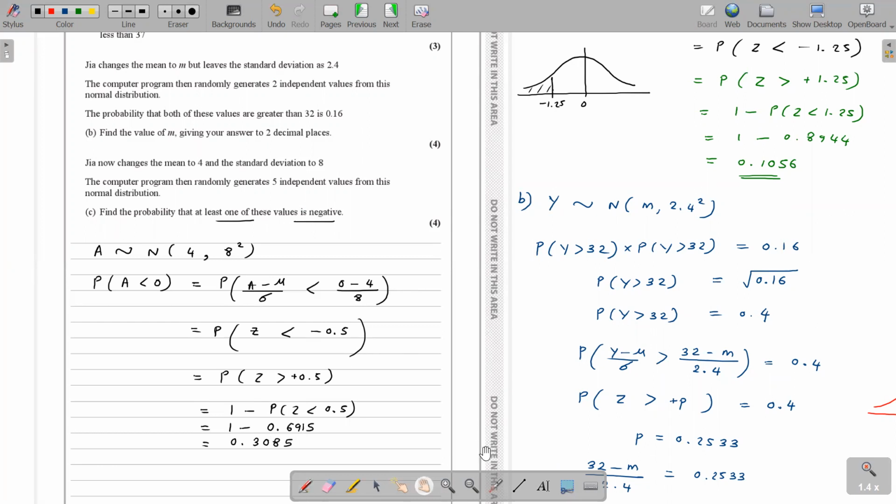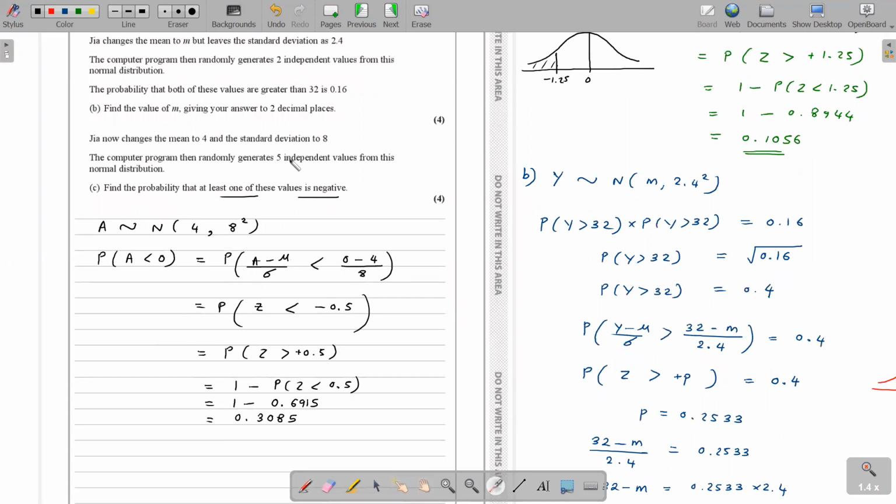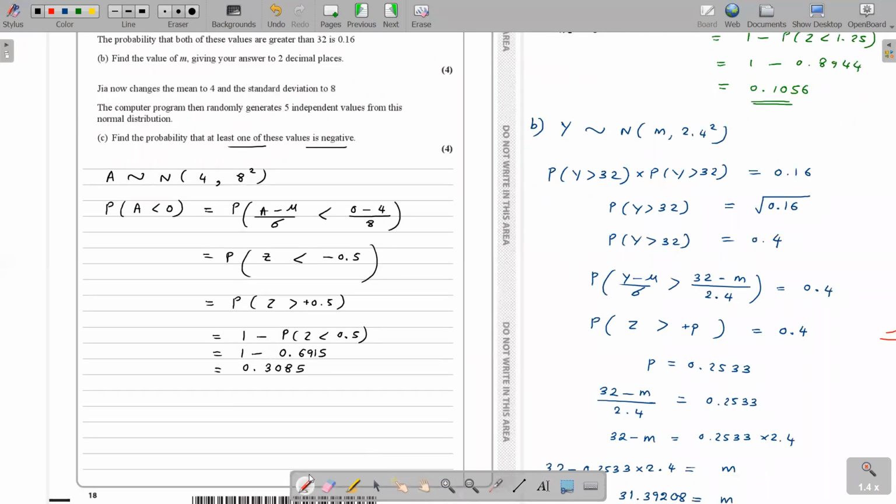Now they are talking about how many values. The computer program generates 5 independent values. Find the probability that at least one of the values is negative. At least one value is negative. Now this is the probability that one value is negative, but you are generating 5 values and you want the probability that at least one of them is negative. Either one figure or 2 or 3 or 4 or all 5 need to be negative. Are you with me?